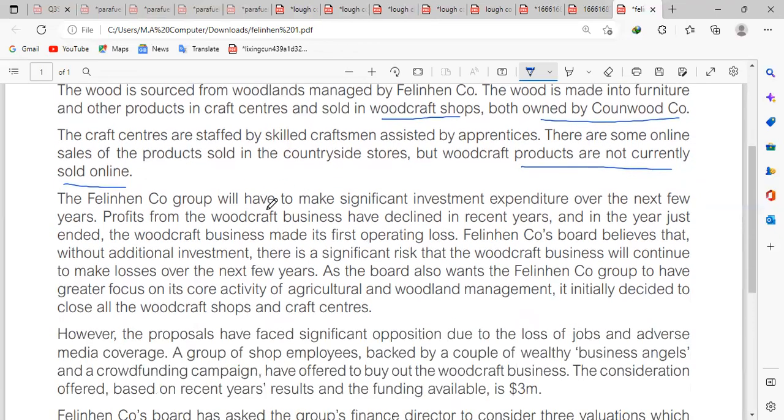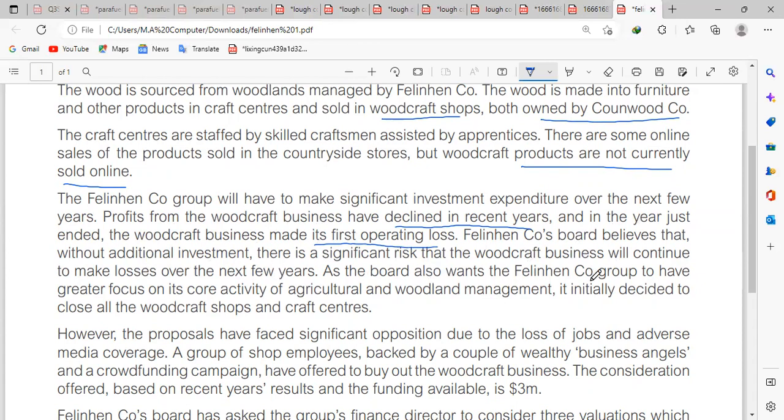The F company group will have to make significant investment expenditure over the next few years. Profit from the woodcraft business has declined in recent years. That may be the reason why they want to sell this part of the business. And in the year just ended, the woodcraft business made its first operating loss. Also, the F company board believed that without initial investment, there is a significant risk that the woodcraft business will continue to make losses over the next few years.